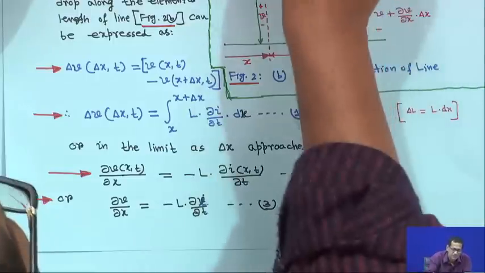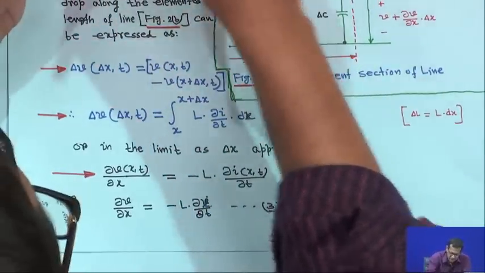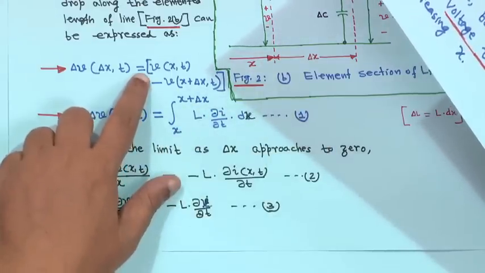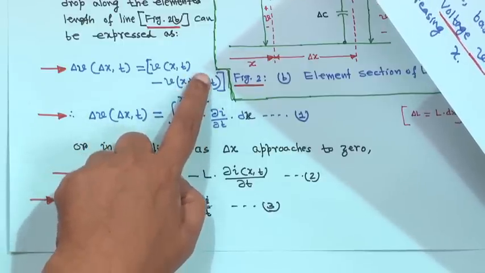Here the minus sign will be there because x is increasing. If you take minus common, it will be v(x+Δx,t) minus v(x,t). Anyway, we will come to that later.